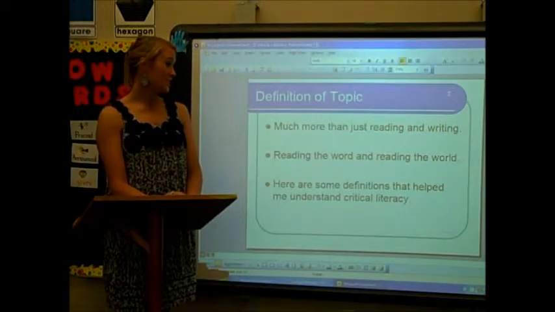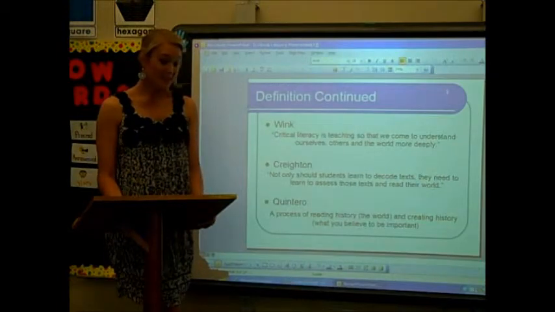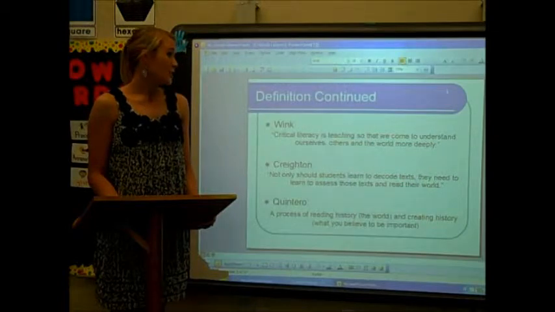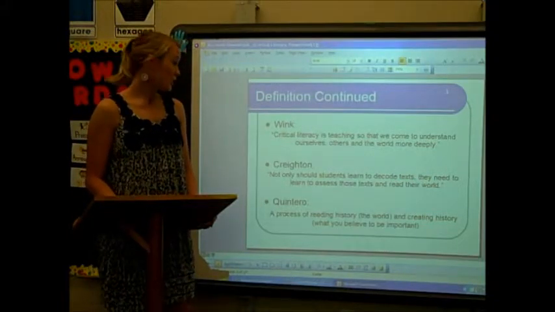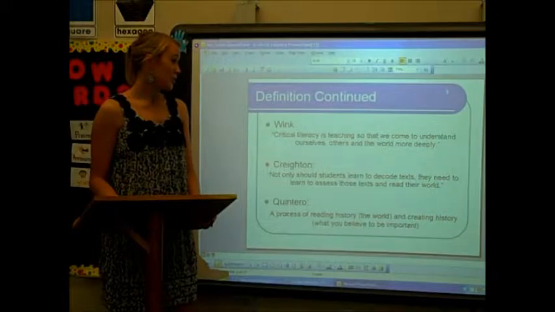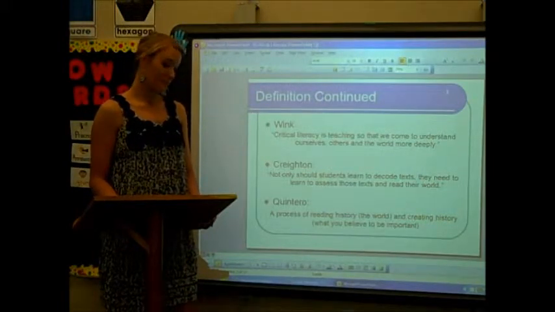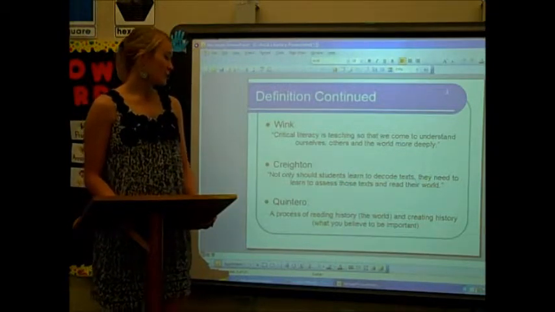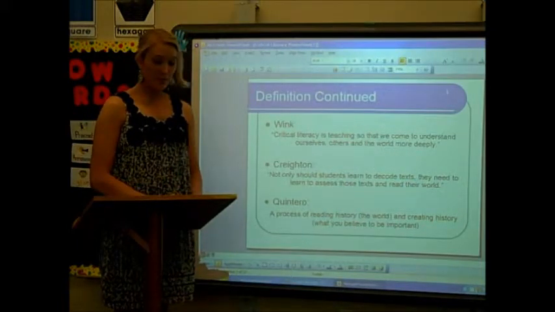Here are some more definitions that help me understand critical literacy better. Wink sums up her definition by writing, "Critical literacy is teaching so that we come to understand ourselves, others, and the world more deeply." When Creighton talks about critical literacy, she writes, "Not only should students learn to decode text, they need to learn to assess those texts and read their world." Quintero believes that critical literacy is a process of reading history, the world, and creating history, what you believe to be important.